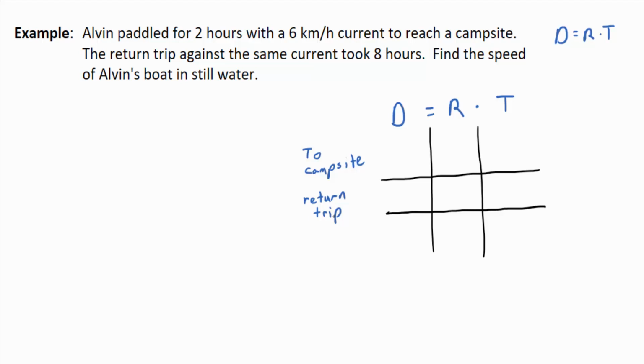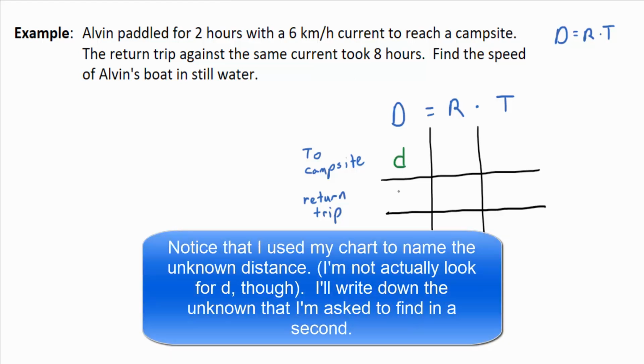So what's the distance? Do we know the distance? But it is the same either way, isn't it? Going to the campsite and going back, same distance, right? So the idea is we could label both. I'll label both with a lowercase d. The distance to the campsite is d. The distance coming back is still d. I don't know what it is, but it's d either way. Would you agree with that statement? Okay.